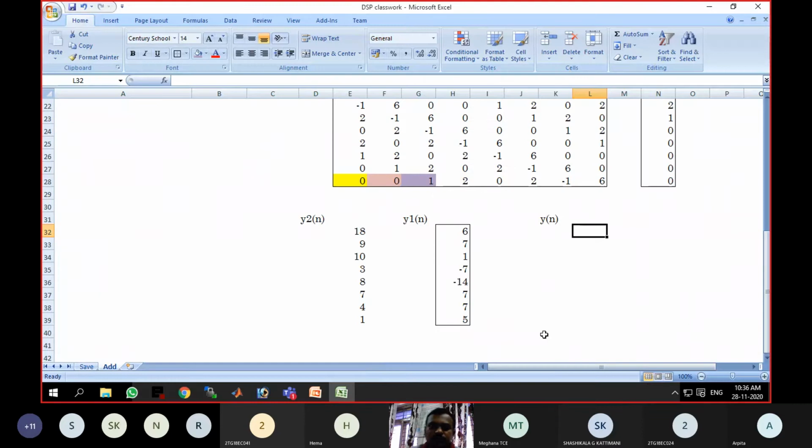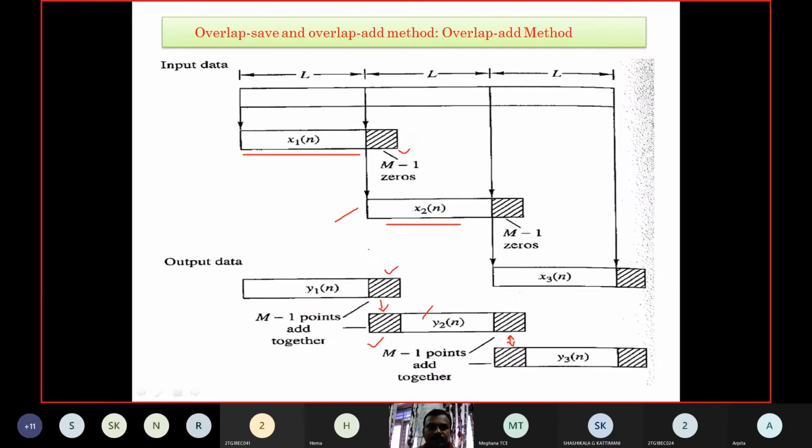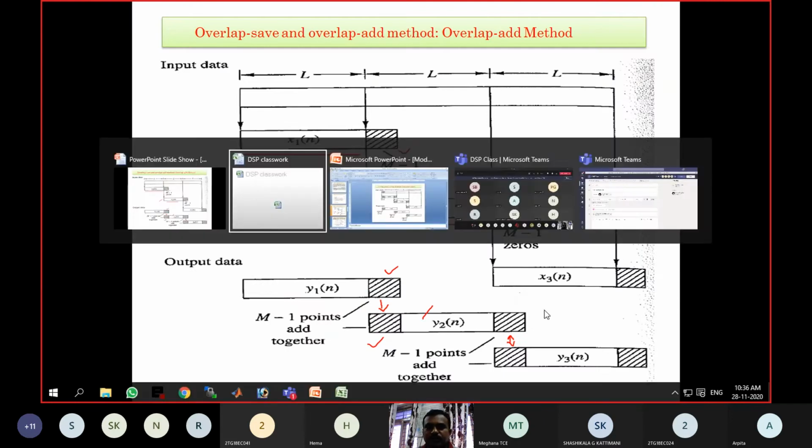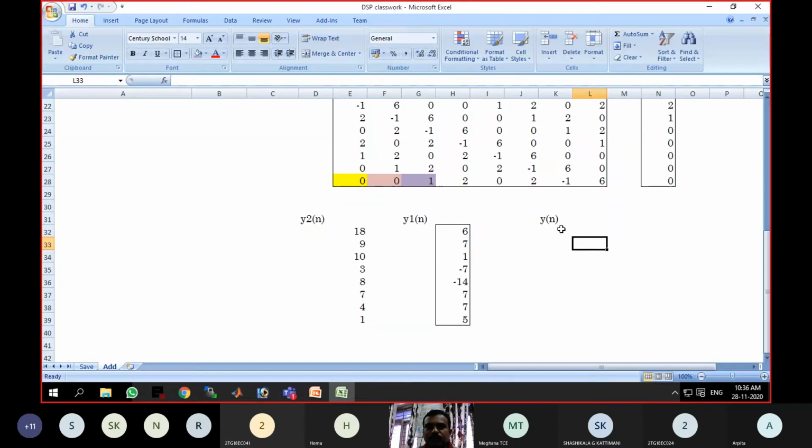So here, what is the first element of y of n? The L elements remain as they are for the first step. So the y1 L elements, that is, these elements, will be as they are.